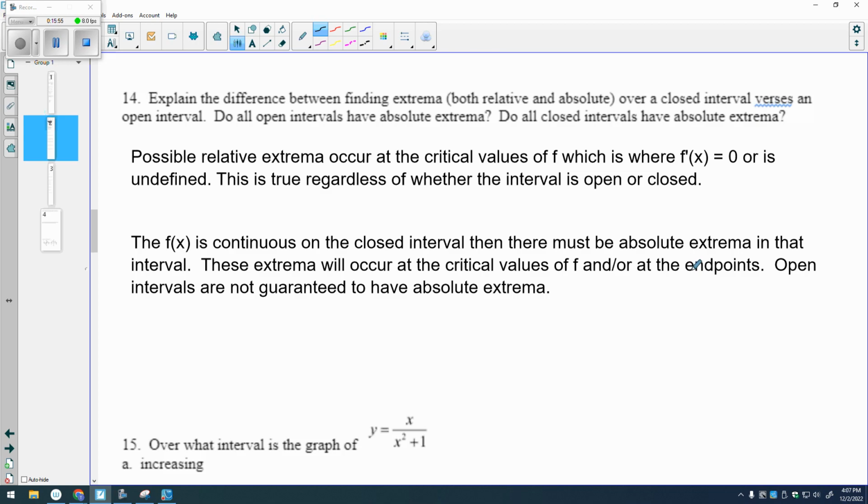Okay, so open intervals: if you have an open interval, you are not guaranteed to have an absolute extrema. You might, but you're not guaranteed. It must be a closed interval for you to be guaranteed. So do all open intervals have absolute extrema? No. Some, but not all. Okay.